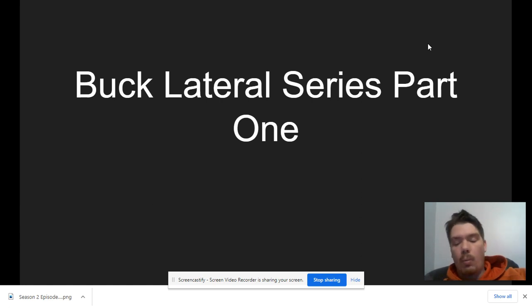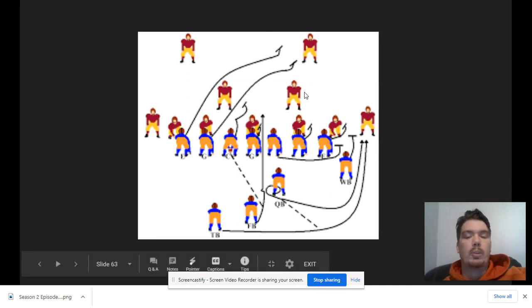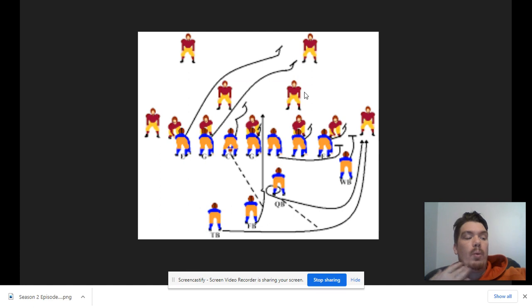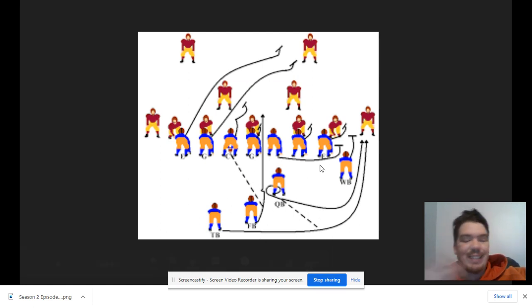Buck Lateral Series Part 1. Let's get into what makes the Buck Lateral so special. It's like when we talked about the Buck Sweep Series within the Wing T, in that we have the same blocking setup, boom, boom, boom, boom, boom, boom. The same look from the backfield can lead to so many different plays. I talked about it last time, this is where we can lead to trap and things that come off of it.